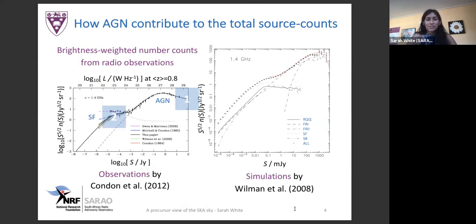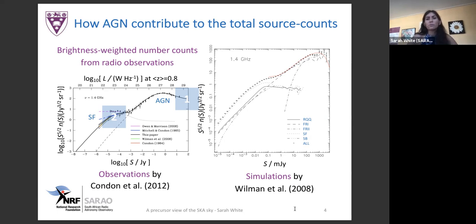Now, radio observations are great for giving us an unbiased view of the universe, which is not possible at other wavelengths. This is because even when we have dust along the line of sight, we can still pick up star formation and black hole accretion processes. So they both contribute to the radio emission. But then the problem becomes, how do we disentangle those two contributions?